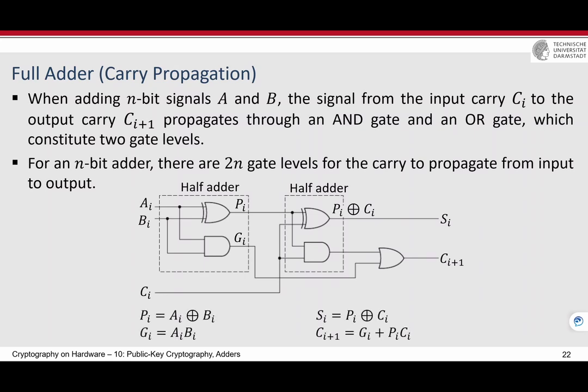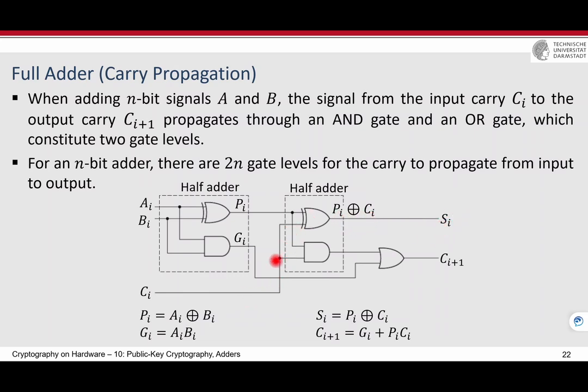These are the formulas. You already learned the half adder before, and you can build a full adder with 2 half adders. You have A and B as the input and carry in, then you give A and B to 1 half adder, which is just XOR and AND. We call the half adder outputs here PI, which is the XOR, and GI, which is the AND.